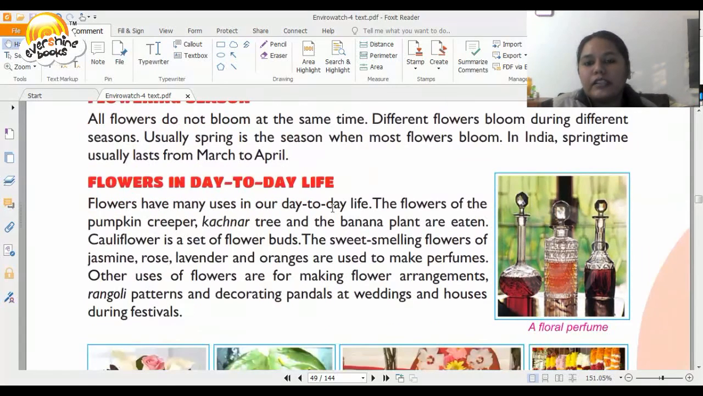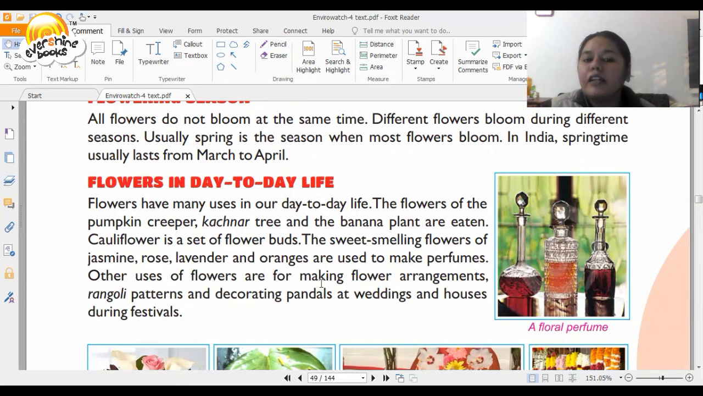Now, very interesting. How do we use flowers in our day-to-day life? The flowers of pumpkin, creeper, kanchan tree, and the banana plant are eaten. Cauliflower is a set of flower buds. The sweet-smelling flowers of jasmine, rose, lavender, and oranges are used to make perfumes. Very common. Lavender perfume is very common in our homes.